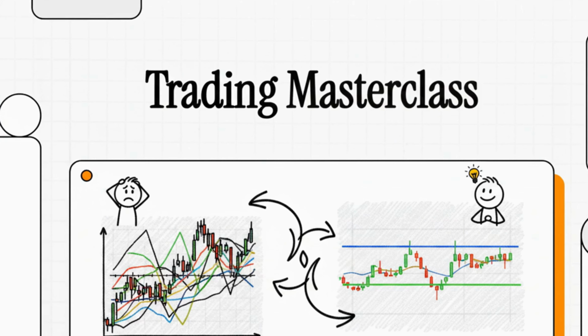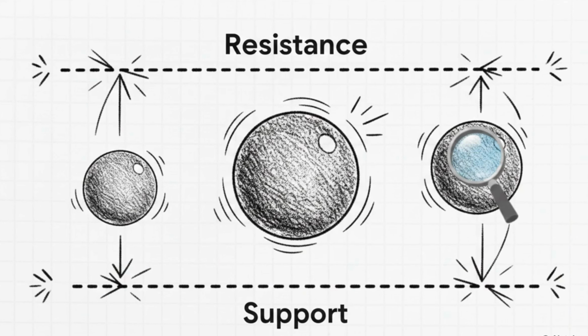But what if I told you those lines aren't random at all? They're actually incredibly accurate visual maps of human psychology. Today, we're demystifying the absolute core foundation of price action, support and resistance. By the end of this explainer, you're going to see the markets in a completely new, structured way. Okay, let's jump right into this.